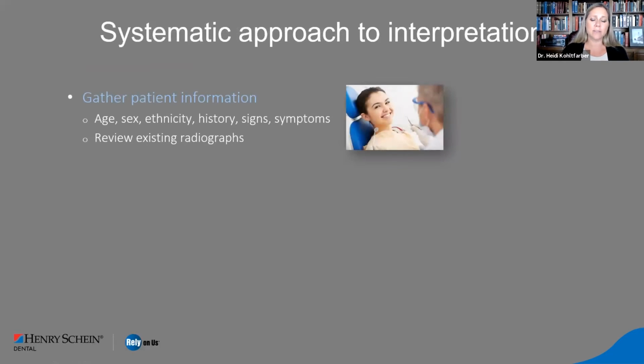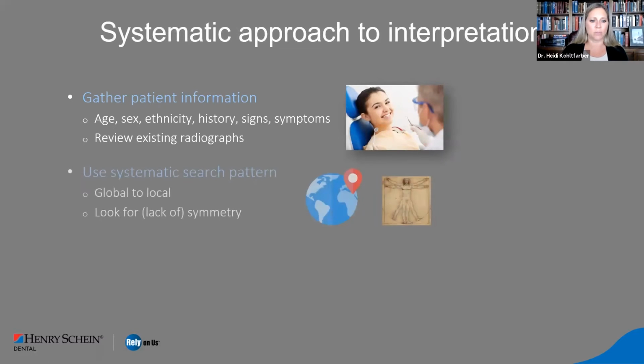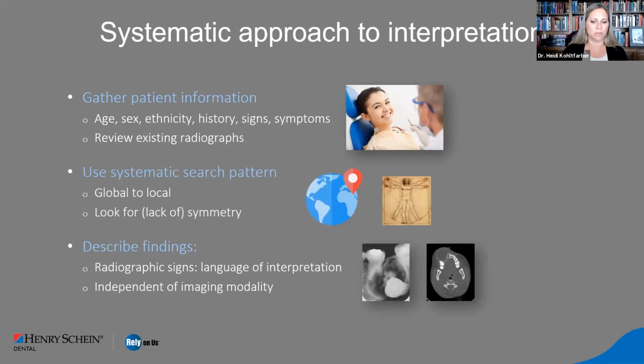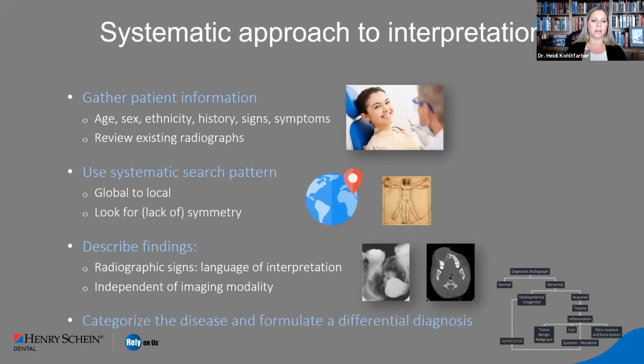When we're looking at any of our images, we always want to use a systematic approach. I know I've talked about this before, so we'll go briefly through it. We really want to gather all of that patient's information. You want to remember who your patient is and take them into account. You want to look at any existing radiographs they might have, and then use those to determine if something has changed in size over time, or if there are any changes to the anatomy that you might be interested in, such as alveolar atrophy.